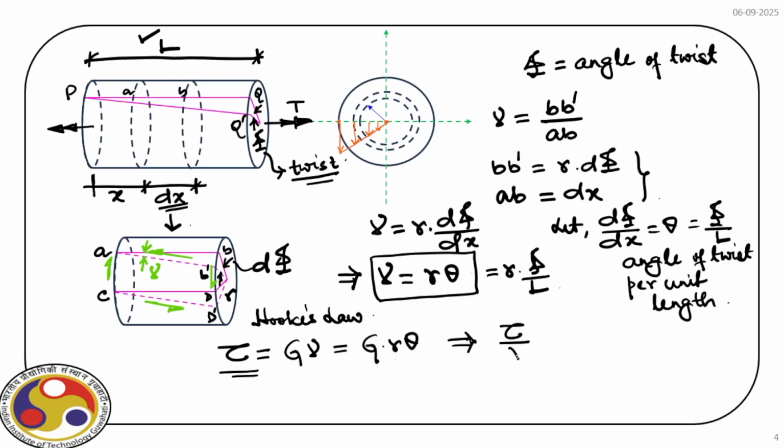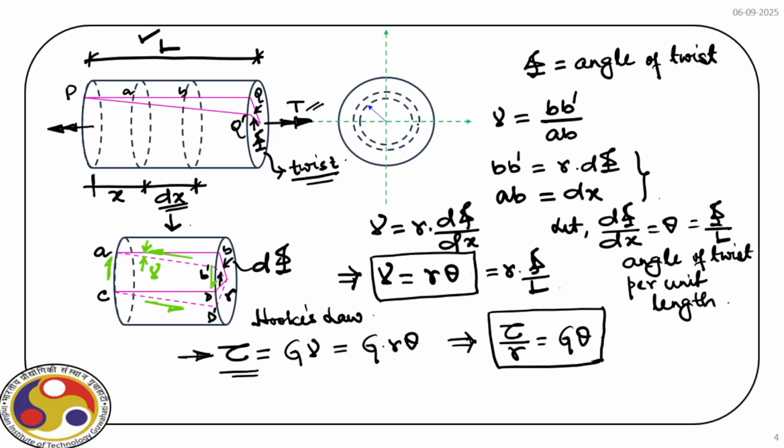tau by r is equal to G theta, right? So we get the second expression, and it gives us a linear variation of shear stress in case of torsion of a circular shaft. Okay, now we can also quantify the amount of torque that we apply at the end in terms of shear stress that we have just evaluated.